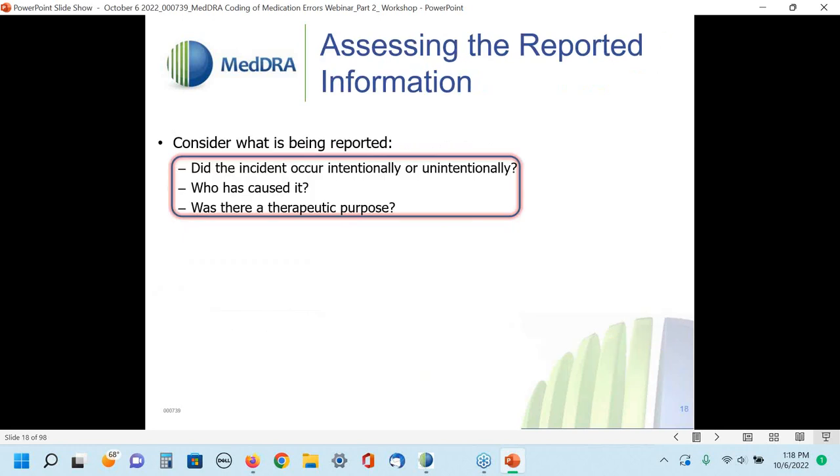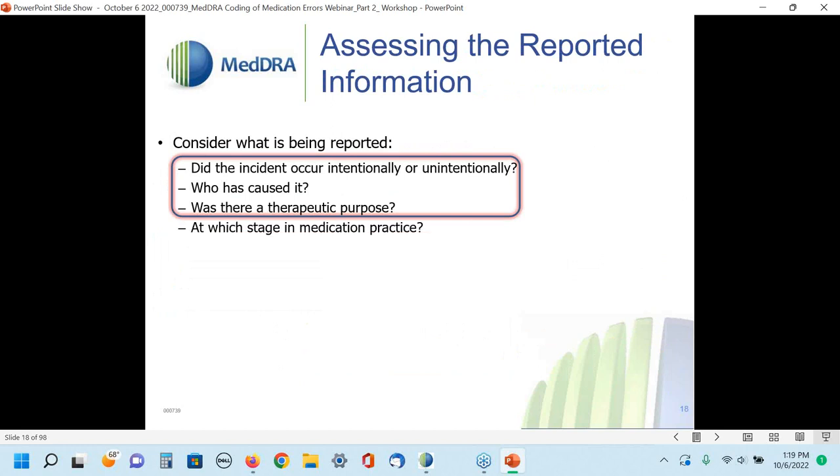Okay, so we gave you some questions in the last presentation to think about when you are evaluating reported information. I have basically highlighted the three that are most important that you should always take a look at, which is, can you tell whether this was intentional or unintentional, i.e. accidental? Who's responsible for it? Healthcare practitioner, patient, consumer, and was there a therapeutic intention? That's what drives the tool that we've just gone through in the previous slide.